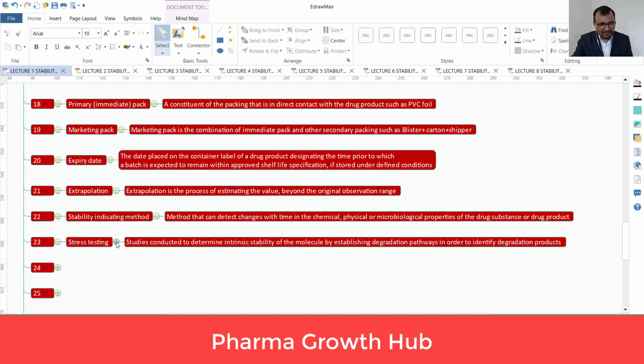The next point is stress testing, right? And here is the definition. Studies conducted to determine intrinsic stability of the molecule by establishing degradation pathways in order to identify degradation products, right? So you can identify the kind of degradation that is possible when the drug substance or drug product is undergoing certain stress conditions, like acid stress study, alkali stress study, thermal stress study, or you can also conduct the light stress study, the humidity stress study, the water hydrolysis stress study, the oxidation stress study. So these are a few examples by which you can evaluate the various conditions under which you will have different degradation pathways in case of your drug substance or drug product.